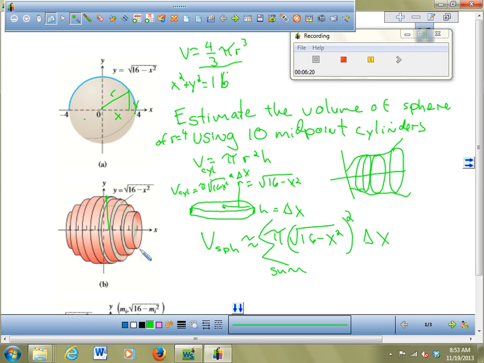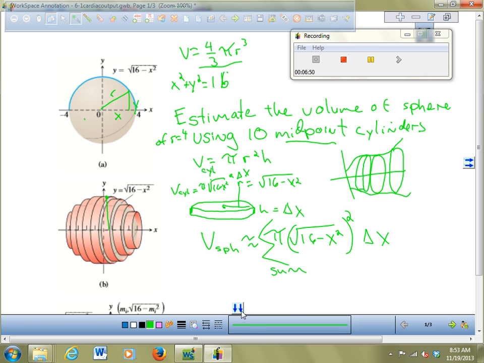Wait, so is this how they got the original equations? Like, is this how they came up with the 4/3 pi r cubed? Yeah, they use calculus and they use the fundamental theorem, which you learn in section 6-4, and they spin that around. They take the integral of that, and that's what you end up with. Yes, sir. Yeah. So we're going to do that.